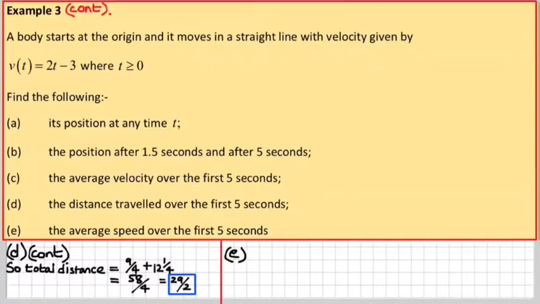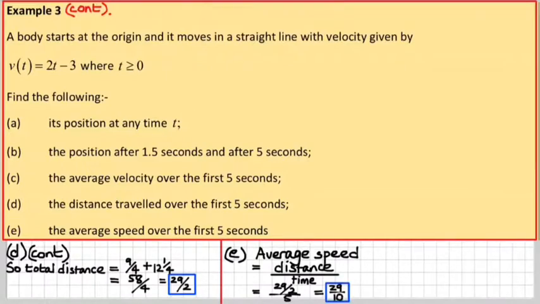Part E, the average speed over the first 5 seconds. Well, that's easy now because it's just the distance over the time. Okay, so it's going to be 29 over 2 metres divided by 5 seconds, which will get 29 over 10 metres per second, average speed.